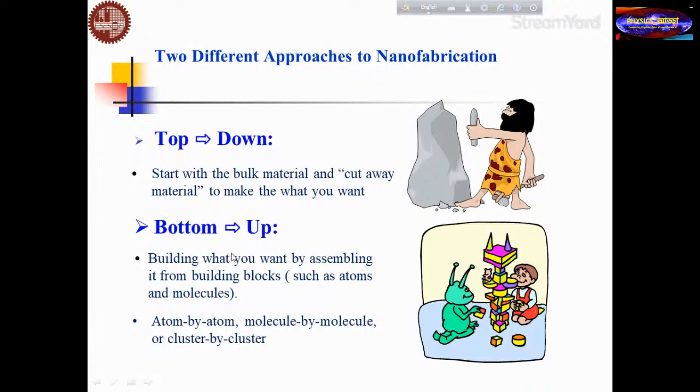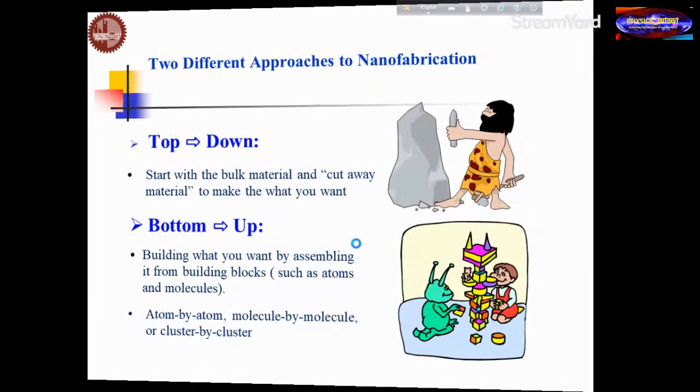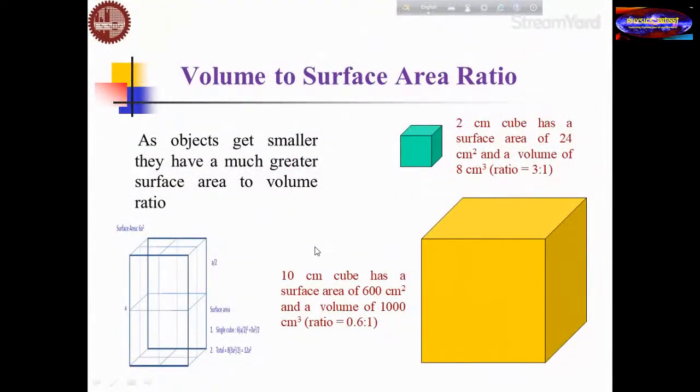And the other way is bottom-up. Here, you assemble the building blocks, such as atoms and molecules, atom by atom, molecule by molecule, or cluster by cluster. So you can assemble all these lighter elements into the bulk size. That way is called the bottom-up way. You can create nanoparticles this way, and top-down is also a way to create nanoparticles.